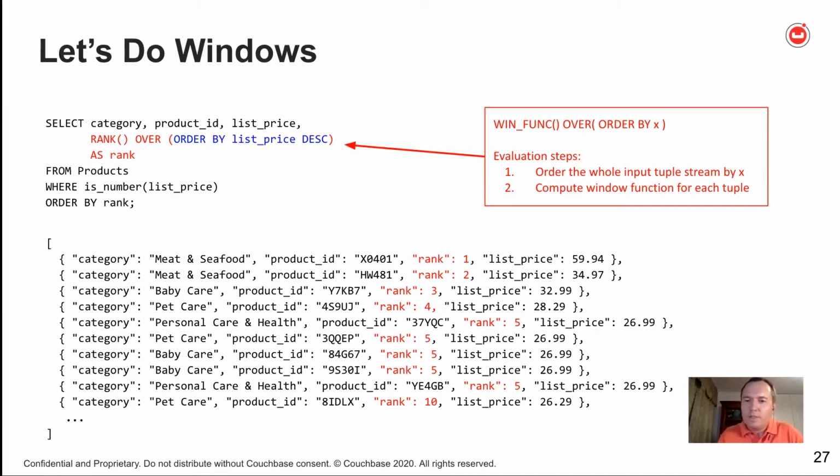If a tuple has the same list price as its predecessor, then we do not increment the rank. We skip over that rank value until we find the first non-equal successor. That's why there is a jump from 5 to 10 in the rank value of the last item.